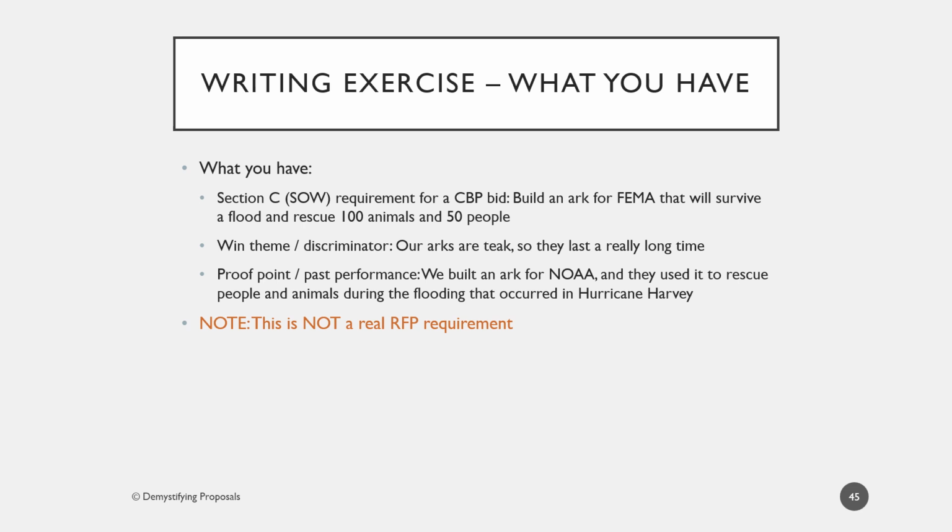The Section C requirement is you're writing for Customs and Border Patrol. This is the Customs and Border Patrol bid. CBP is Customs and Border Patrol. They're asking you to build an ark for FEMA. FEMA is the Federal Emergency Management Agency. And that ark needs to be able to survive a flood and rescue 100 animals and 50 people. Your win theme and discriminator from your company is that your arks are teak, so they last a really long time. Your proof point or past performance is that you built an ark for NOAA, and they used it to rescue people and animals during the flooding that occurred during Hurricane Harvey. Obviously, this is not a real RFP requirement.